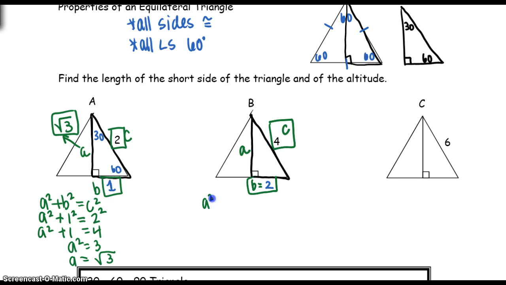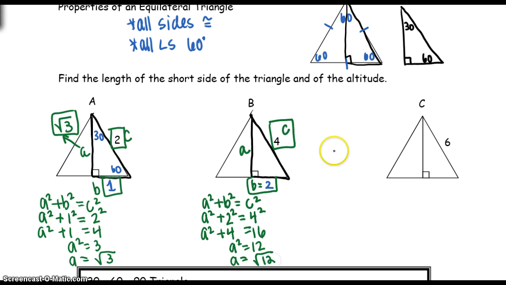So we're going to have A squared plus B squared equals C squared. Our A we don't know, so A squared plus B squared, B is 2, so 2 squared, equals C squared, and C is 4, so 4 squared. 2 squared is 4, and 4 squared is 16. So A squared plus 4 equals 16. Now if we subtract both sides by 4, we'll have A squared equals 12, and we'll get the square root of 12. But you cannot leave it that way.